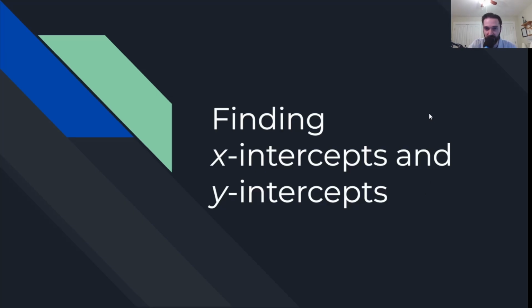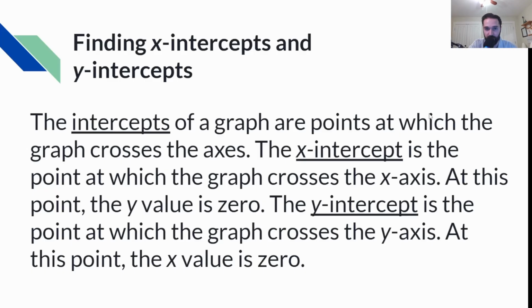Next, let's talk about the intercepts. The intercepts of a graph are points at which the graph crosses the axes. The x-intercept is the point at which the graph crosses the x-axis. At this point, the y value is 0. It has a height of 0 because it's on the x-axis. Similarly, the y-intercept is the point at which the graph crosses the y-axis. At this point, the x value is 0. It hasn't moved to the right or left by any amount because it's on the y-axis.